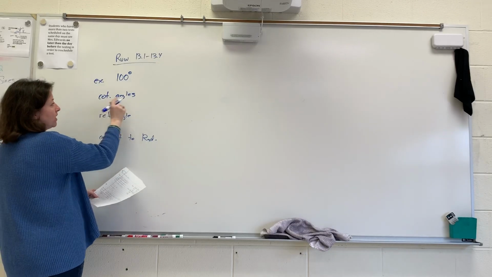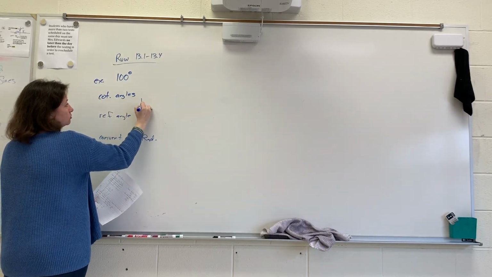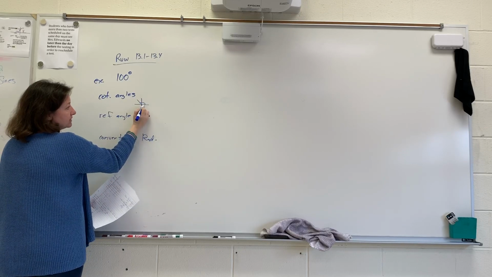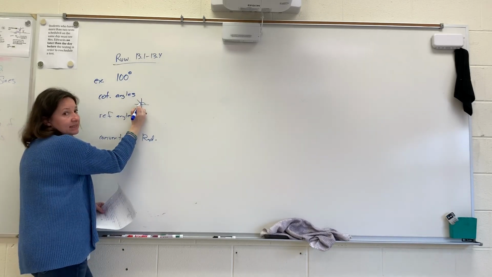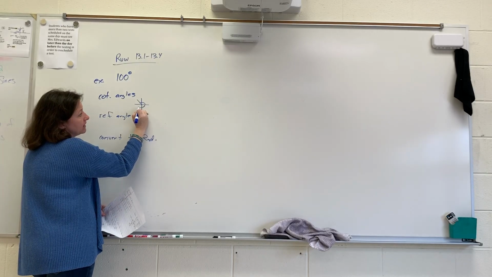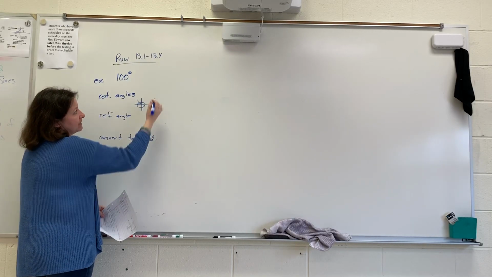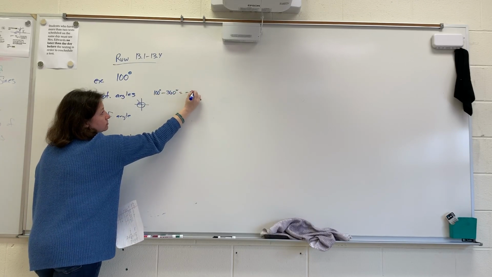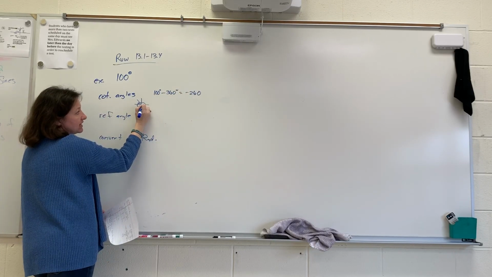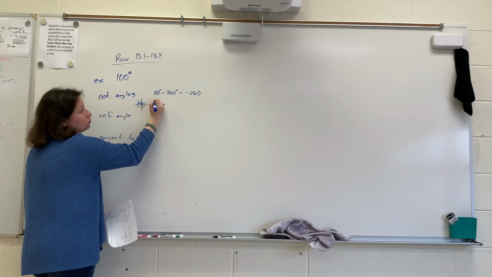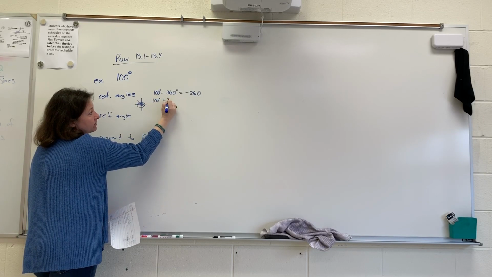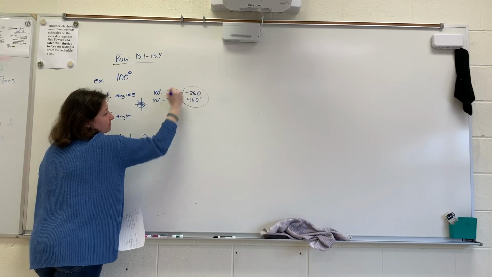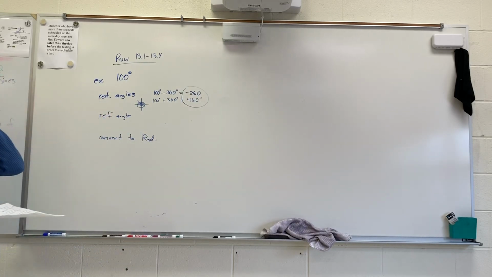So coterminal angles, well, 100 degrees is located right about here. So coterminal means I need to figure out how I can get to the same spot. Well, one way is I can go the negative direction. How would I get that? I would do 100 minus 360 and get negative 260. Another option is I can go the positive way with an extra loop. I would get that by doing 100 plus 360, which is 460. And so I've given my two, a negative one and a positive.